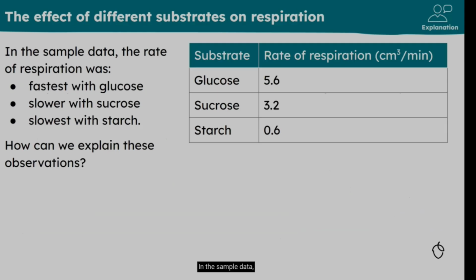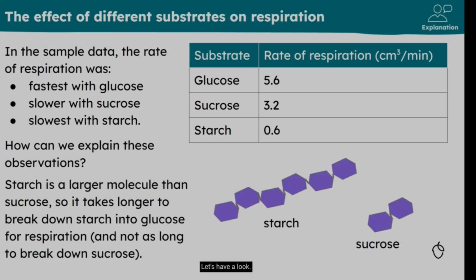In the sample data, the rate of respiration was fastest with glucose, slower with sucrose, and slowest with starch. How can we explain these observations? Take 5 seconds, or if that's not enough time, click pause and click play when you're ready to move on. Let's have a look. Starch is a larger molecule than sucrose, so it takes longer to break down starch into glucose for respiration and not as long to break down sucrose. Glucose is the correct shape to fit into the active site, and so that's why glucose is the fastest.